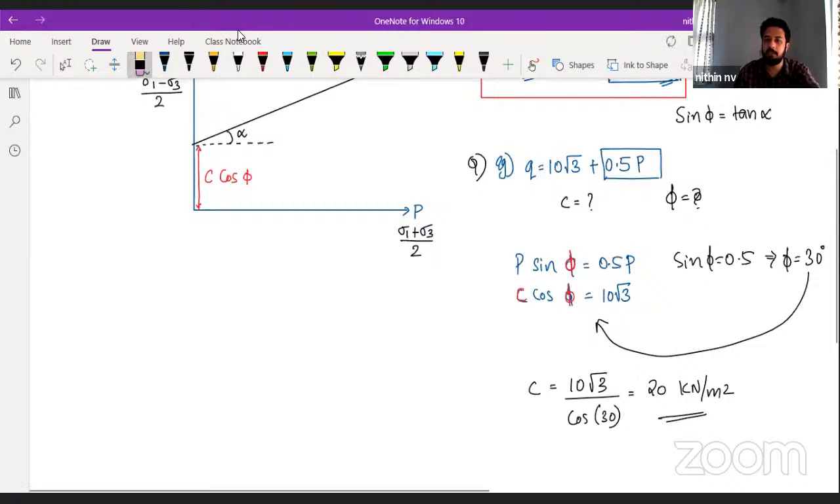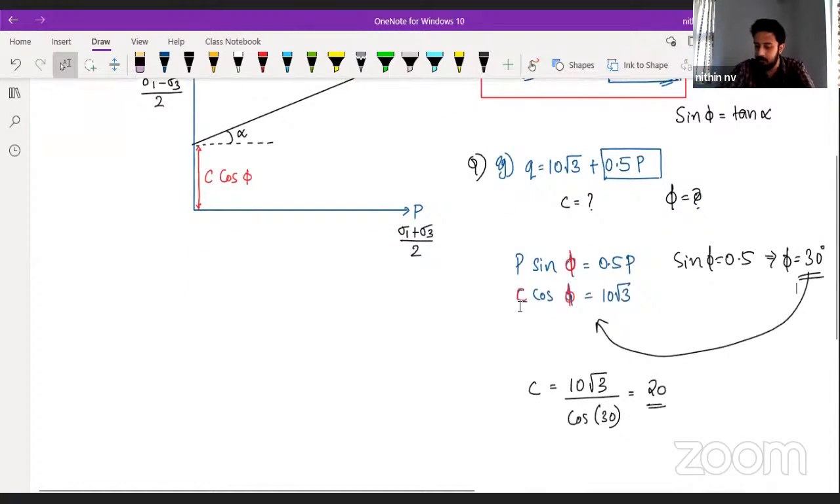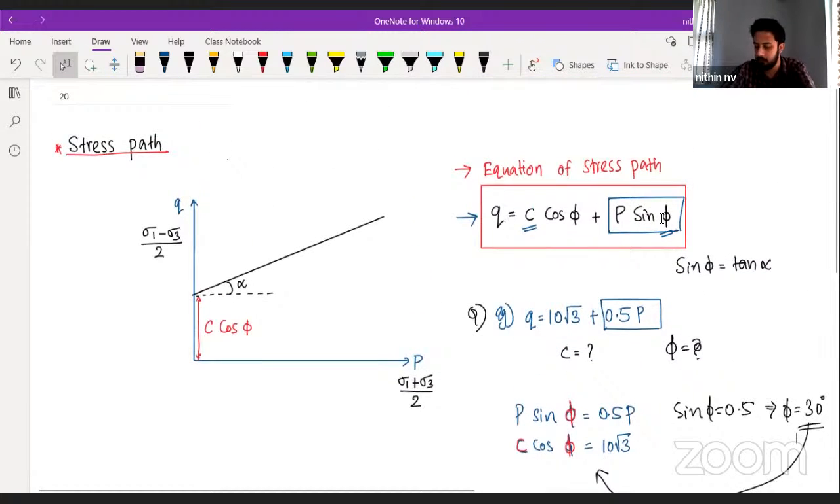As of now, we don't know whether it is kilonewton or not. They will give the options, in the same unit only. Understood? So everyone understood. Those who were having doubts in stress path, understood how to calculate the shear strength parameters. Whatever equation they are giving, just compare with our original equation. That's all. Everyone please comment. Is it clear? Yes, very good.